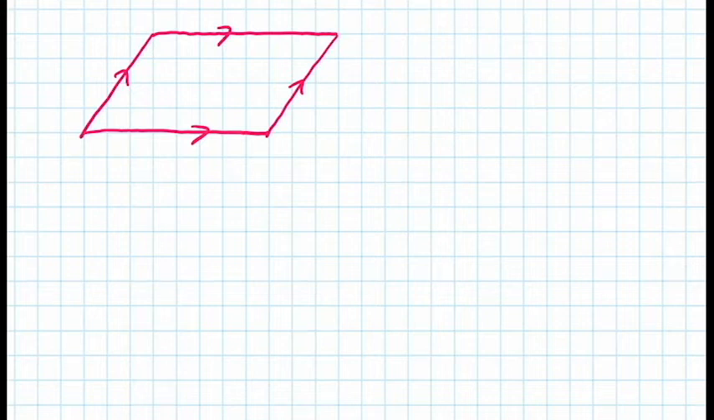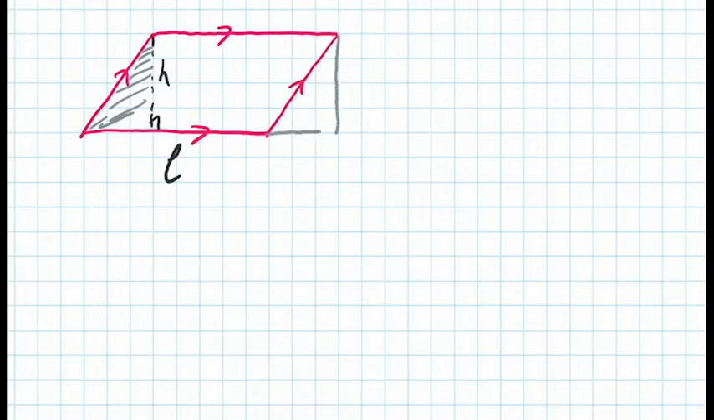To find the area of this parallelogram, let's say this is L, and this is the height, H. Now, if you think about it, if I cut this triangle out and put it on this side here, look, it fits perfectly in. That's a triangle, of course, because it fits from here, put in this side.